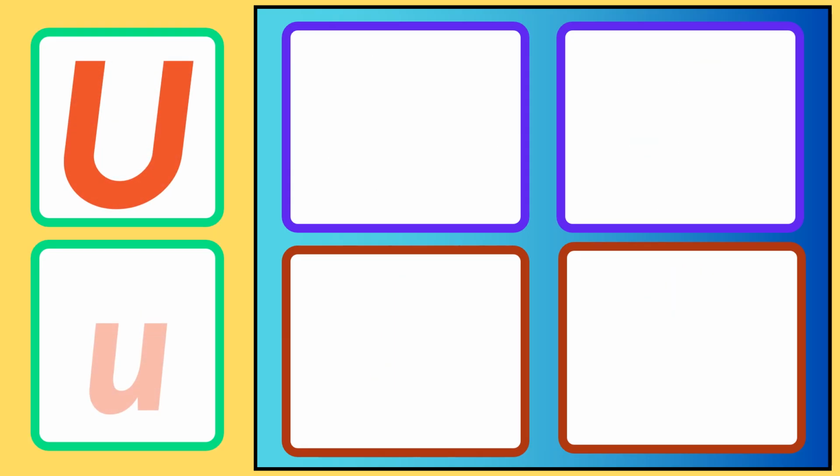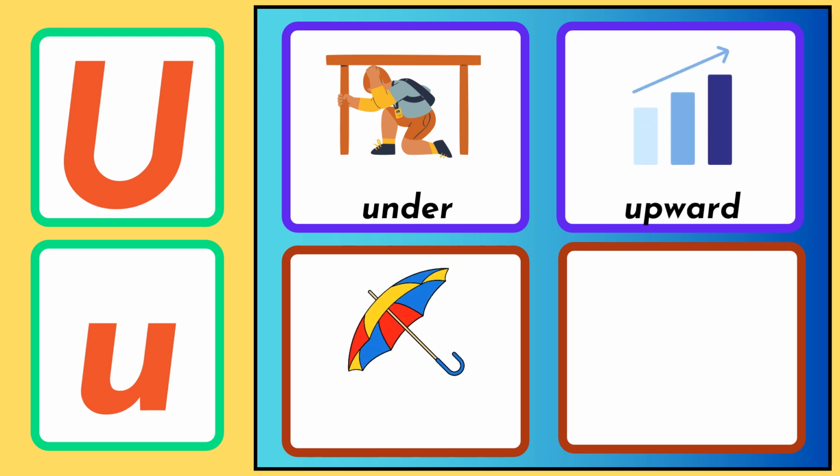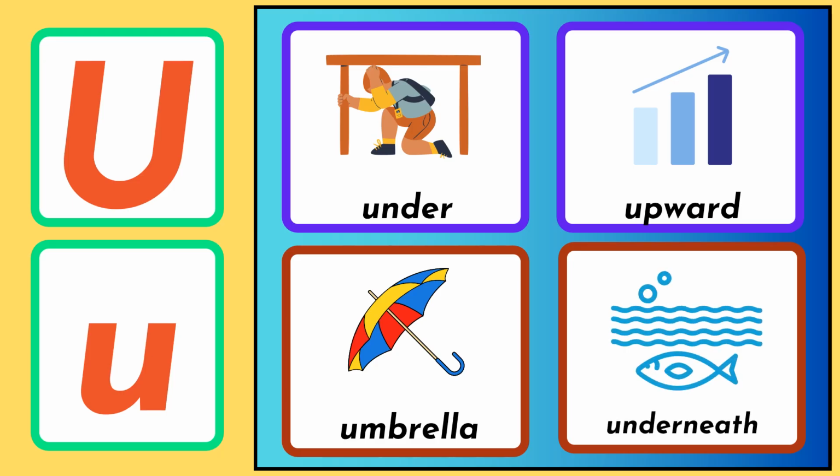Capital letter U, small letter U. U says O. O, under. O, upward. O, umbrella. O, underneath. O.